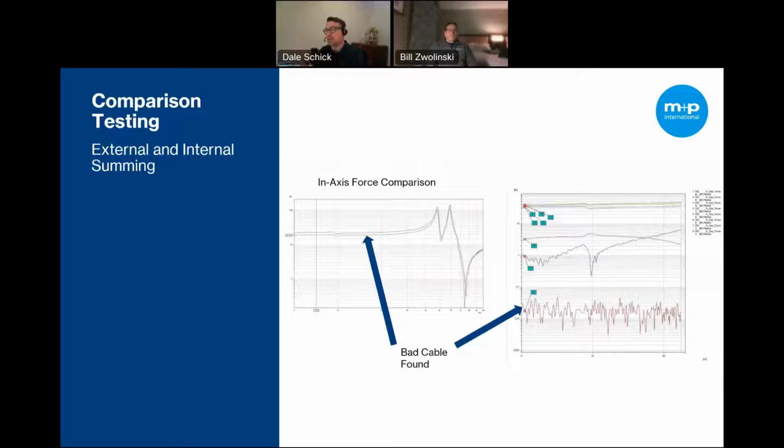It was more toward the side. But it did bring the overall average of the in-axis force down a bit. And as a result, if we were to limit to this particular force, we would actually be limiting to a lower value than is actually being captured by the system. So this can lead to overtesting if not caught.